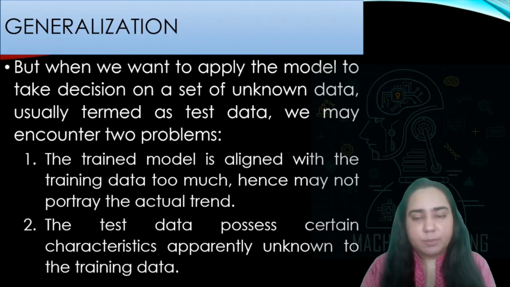But when you want to apply the model to take decisions on a set of unknown data, which is usually termed as test data, you will encounter two problems. The first problem is the trained model is aligned with the training data too much. Hence, it may not portray the actual trend. And the second problem is the test data possess certain characteristics apparently unknown to the training data.